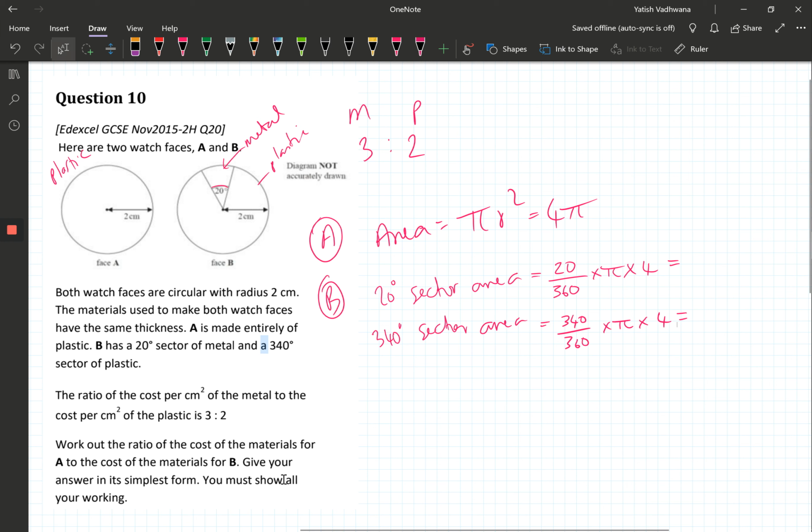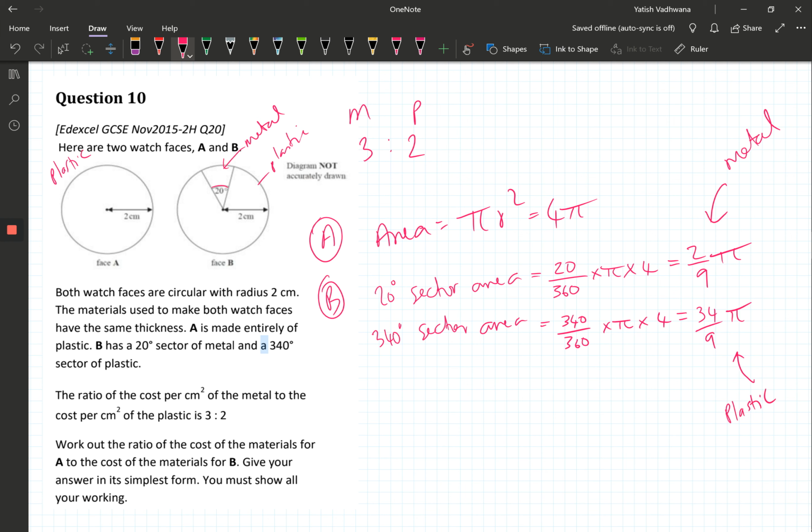So on your calculator, you can just do 20 divided by 360 times 4. So that's going to be 2/9 pi. And then the area of the big sector is going to be 340 divided by 360 times 4, which is 34 over 9 pi. Now this represents metal. This represents the plastic part.